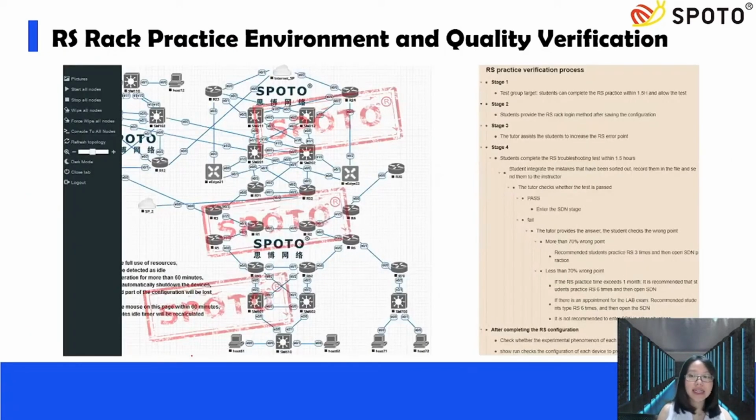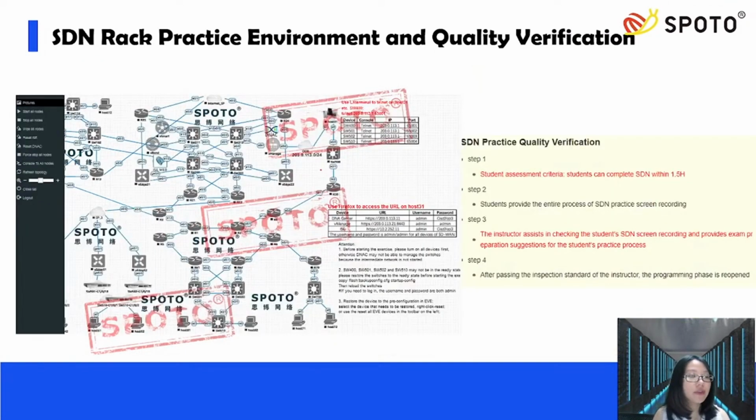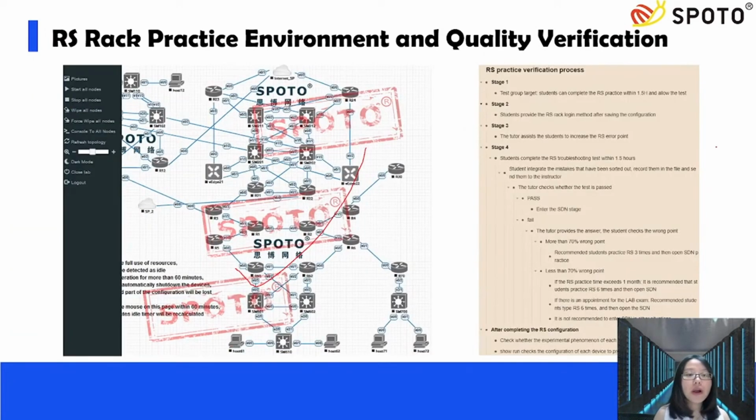Our practice will separate routing and switching, SDN, programming, and finally we'll have a fusion experiment. Everyone will get unique routing and switching practice permission, and when you complete a routing and switching practice, we will help you verify your overall practice quality.